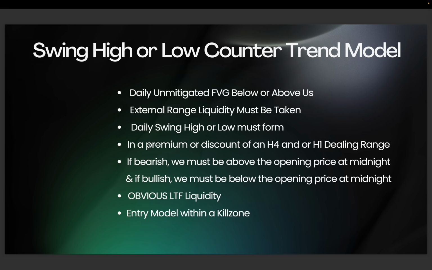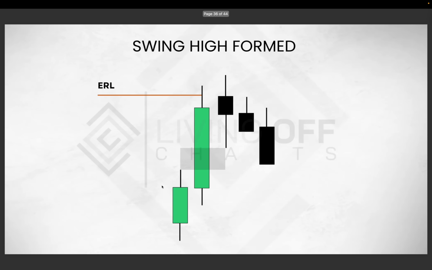In a premium or discount of an H4 and/or H1 dealing range, if bearish, once again, we want to short above the opening price at midnight. If bullish, below the opening price at midnight. Lower time frame liquidity must be obvious, and we must have an entry model within a kill zone. Okay, so here's what this third counter trend trading model looks like.